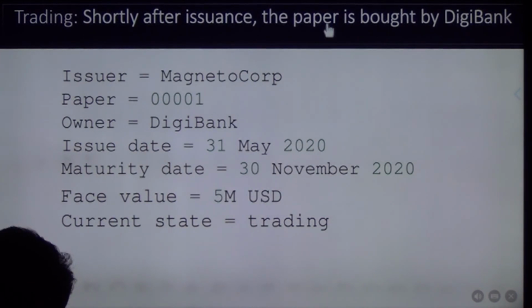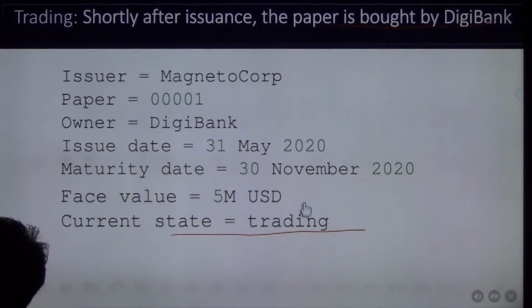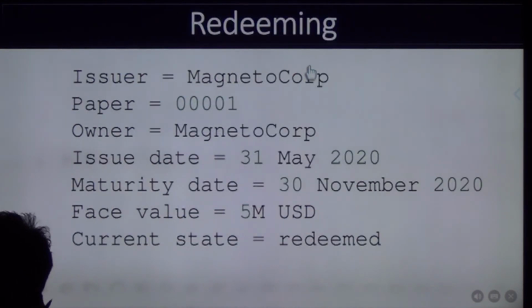Shortly after issuance, the paper is bought by DigiBank. DigiBank कहता है I want to buy this paper for some value. So इसका current state हो जाएगा trading. Face value is still the same. ठीक है. Rest now ownership will change. Ownership will go to DigiBank. Issuer is still the Magnetocore, but the owner is now the DigiBank, and so there is a transaction. A transaction will happen. The world state will change. Okay. So then is redeeming.